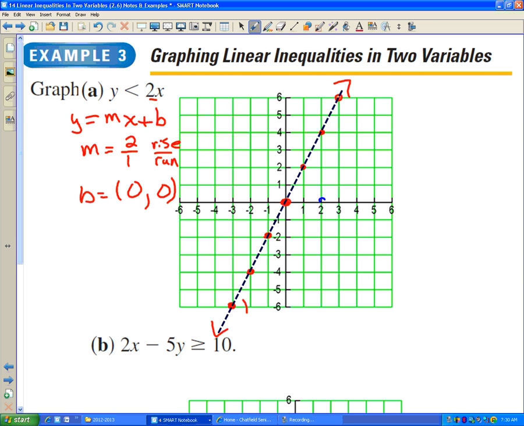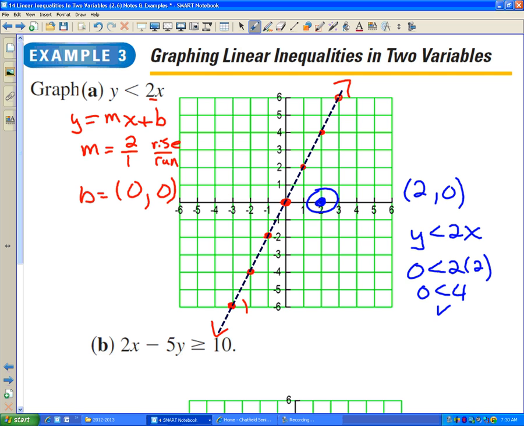Pick a point, any point. I'm picking the point 2, 0. Plug it into the inequality. Y is less than 2x. Is 0 less than 2 times 2? Yes, 0 is less than 4. That is a solution. So that means the side of the graph where this point is, is my solution.